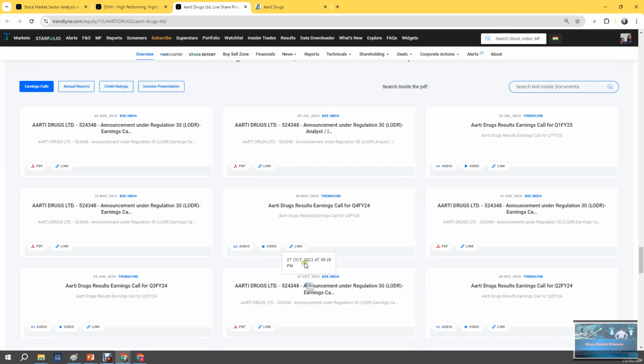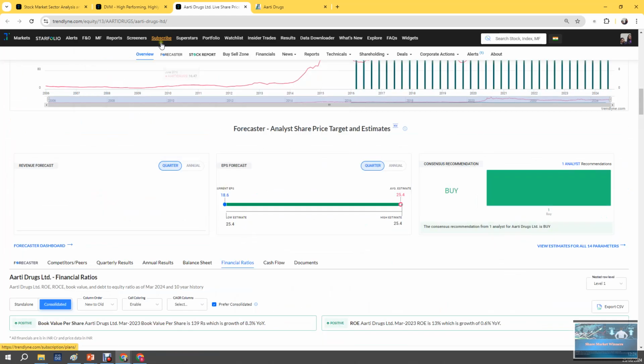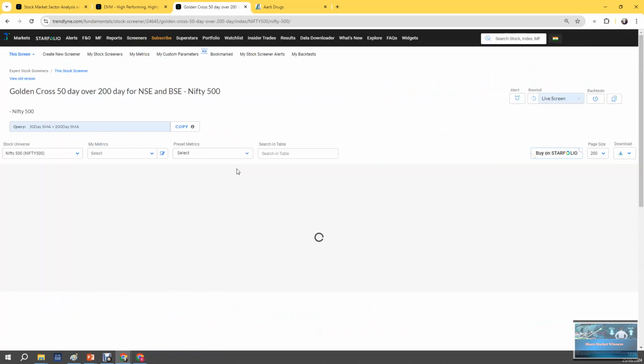So this will be one of the tools which will give you all the details in a summary view, as well as you can use the screener view to generate some of these reports. I normally use DVM as well as the golden crossover which we discussed yesterday. So golden crossover is nothing but the 200 moving average line crossed by the 50 moving average is called a golden crossover.